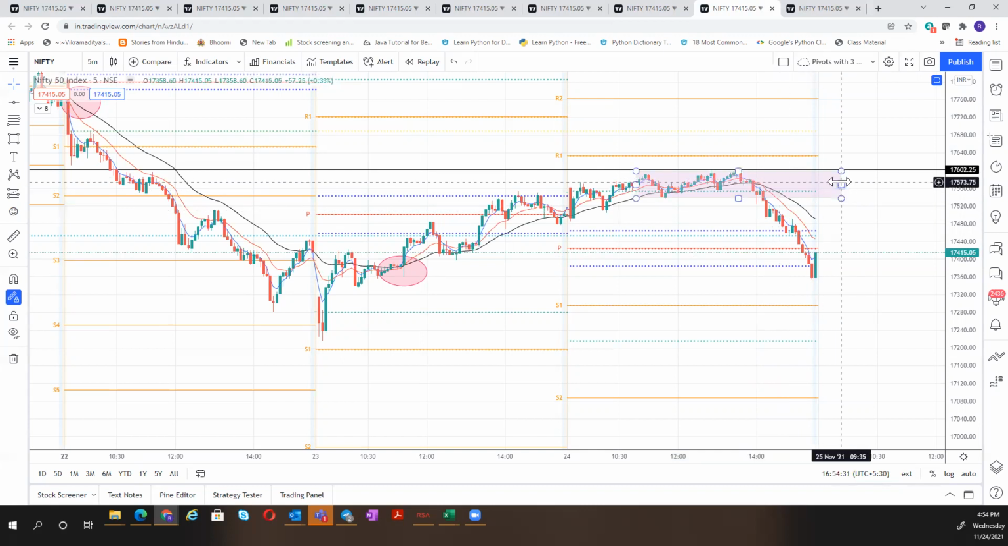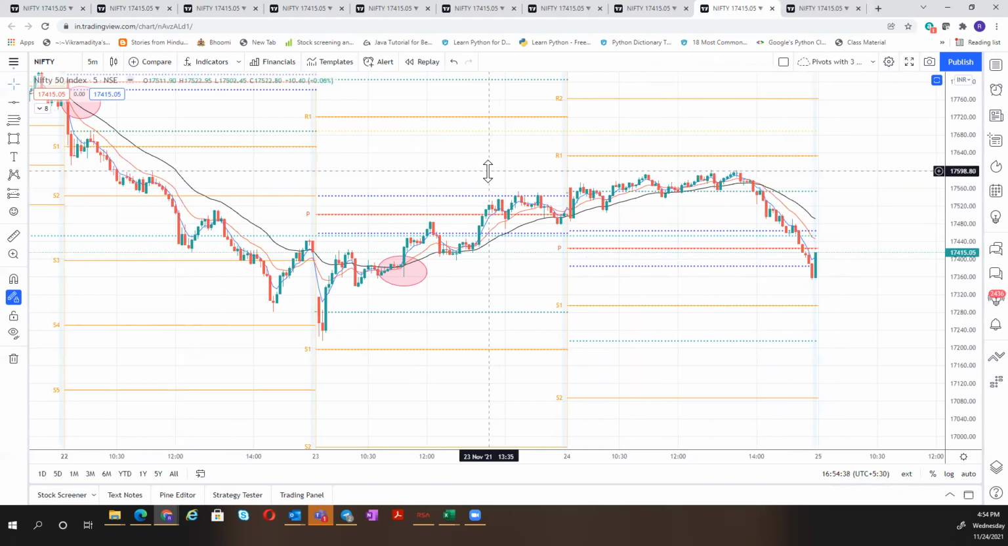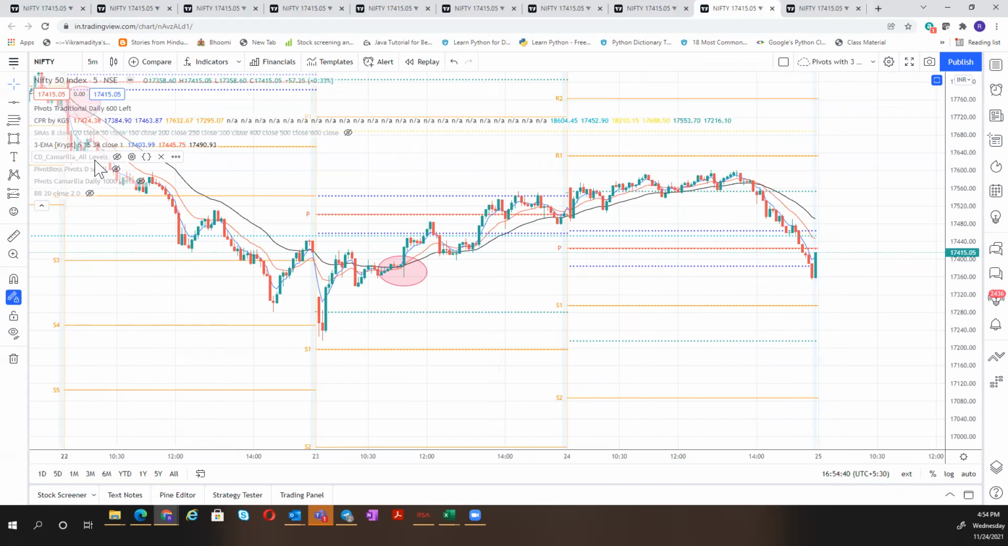All right. Now this is where price is in between pivots. Now should I take an entry? So here usually I use Camarilla pivots.